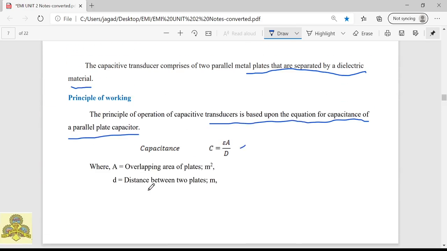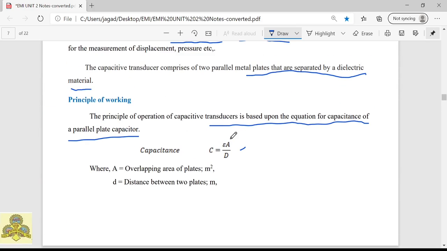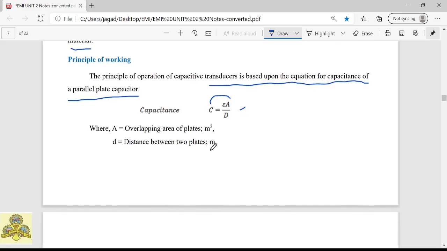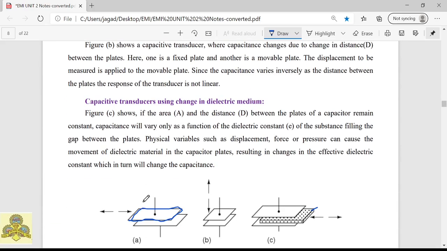The formula itself says C equals epsilon naught A by D. A is directly proportional to C, right? If A increases, the capacitance increases. If the area increases, the capacity of the capacitor will increase. If you take a larger plate, we can store more charge, hence more capacitance. If you use a smaller plate, it can hold less charge, isn't it? That is one principle.